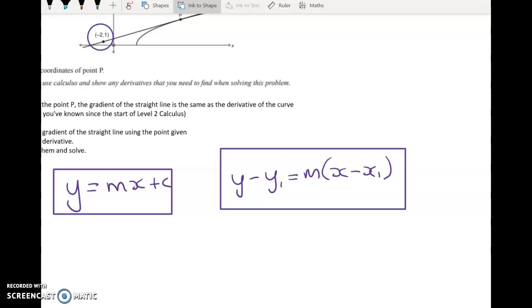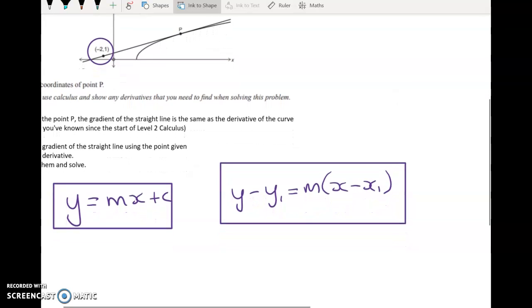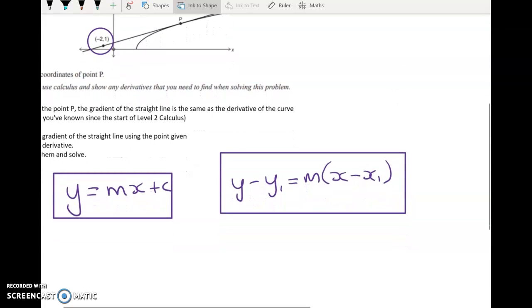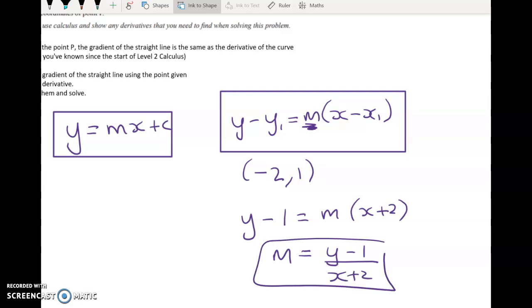So let's just do a little bit of work first on what we can say here about the tangent to the curve. The gradient m. Right, so the gradient of that straight line that P is on. Well, we know that the point negative 2, 1 is on the line. So that means that y minus 1 is equal to m times x plus 2. And that means that m is equal to y minus 1 over x plus 2. So that's cool.